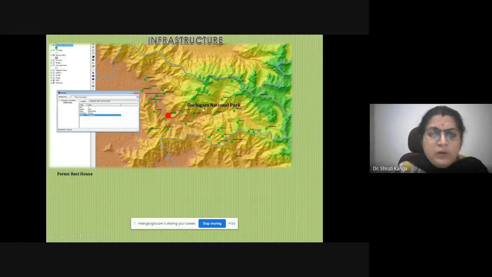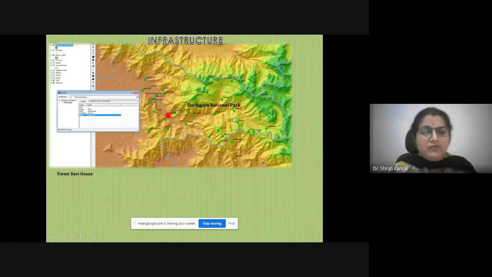Okay, in particular Dachigam National Park. So these are the different areas where we have the administrations set up. Maybe they are the headquarters of different ranges or different compartments being set up here. So different administrative boundaries, or administrative officers, they are sitting in different parts here.